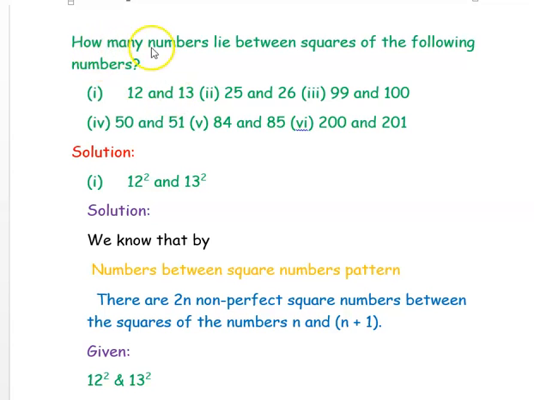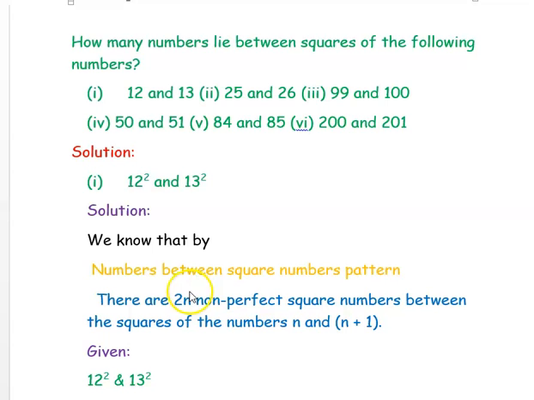The next question is how many natural numbers lie between the squares of the following numbers. So the given numbers are 12 and 13, 25 and 26, 99 and 100, 50 and 51, 84 and 85 and 200 and 201. So the given question is lies between square of the given number. So it's 12 square and 13 square is the first question.